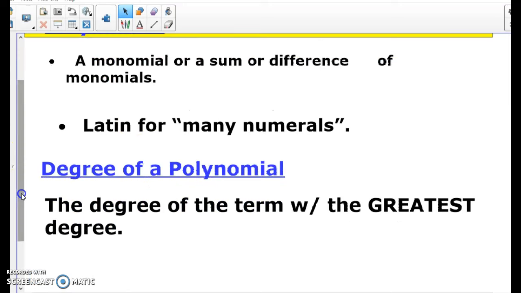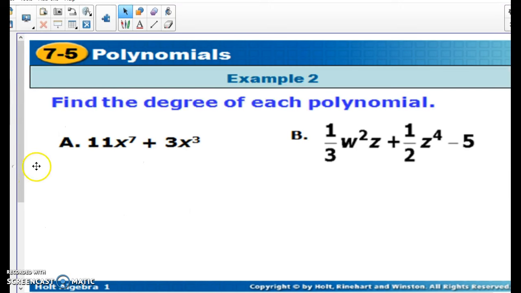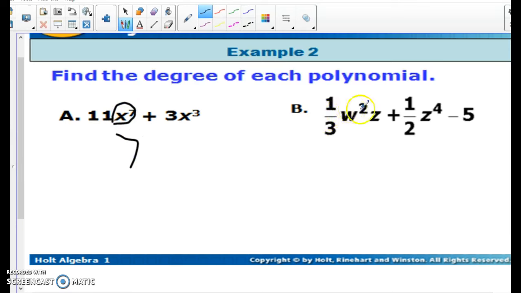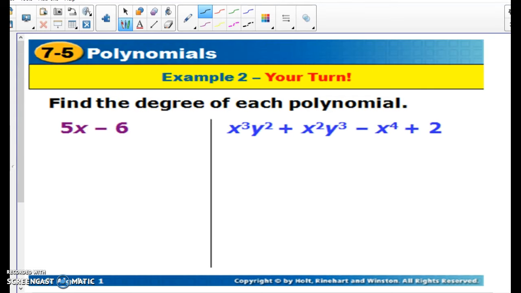Okay, polynomials, we talked about many. So mono means 1, poly means more than 1, basically. So if we're looking at here, the degree of the polynomial is going to be this 7 because of the x to the 7. Okay. Here we have a w squared and a z, so there's a 3 there, but the degree of this polynomial is going to be 4 because even though there's 3 variables here, 4 is going to be bigger than 3. Here we're just going to have one degree because of the 1x.